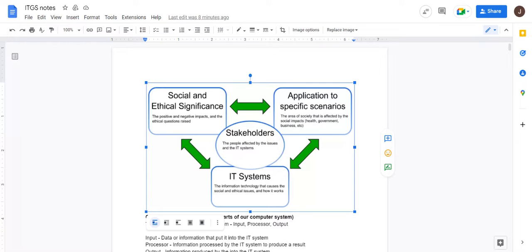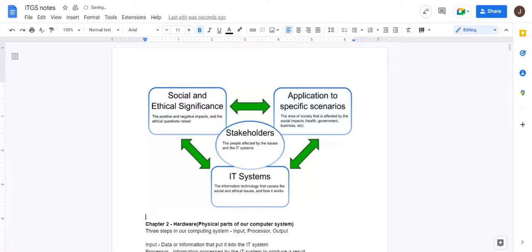And finally, let me think. The developers of the system, because they are the ones in charge of making it. So this is just an example of how the stakeholders work.